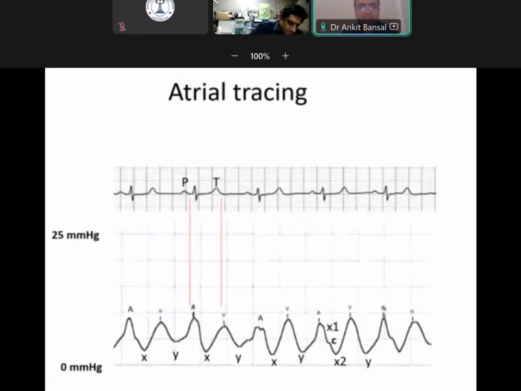So again, this is the atrial pressure tracing. How will you identify the A wave? Just after the P wave, there will be the atrial wave, which is called the A wave. After the T wave, whichever positive wave is occurring will be the V wave. And the descent will follow the A and the V wave.